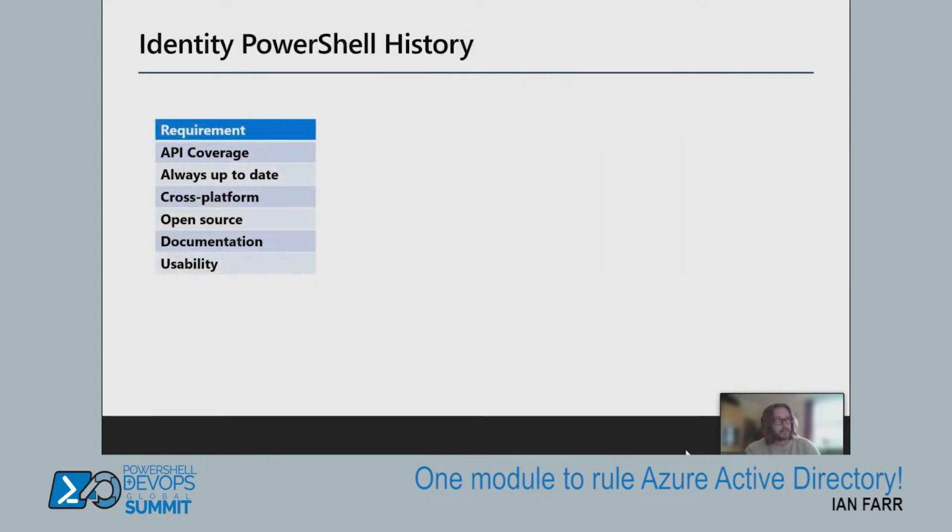Onto the PowerShell now. In Identity PowerShell, we have 4 modules today for interacting with Azure AD. And these are MS Online, Azure AD PowerShell, Azure AD PowerShell Preview, and the most recent, which is the Microsoft Graph PowerShell SDK, or Graph PowerShell, as I call it in shorthand.